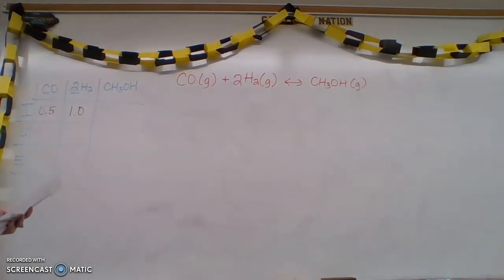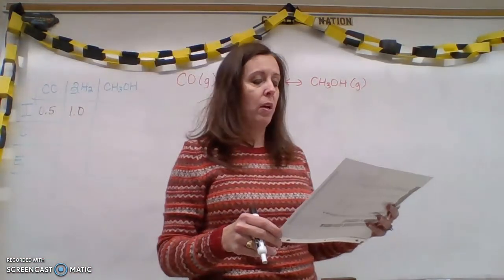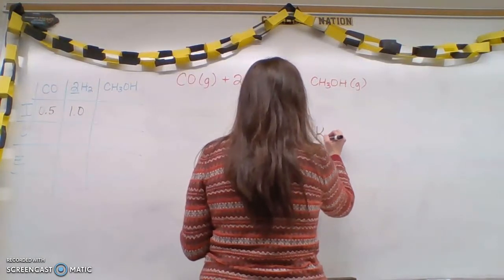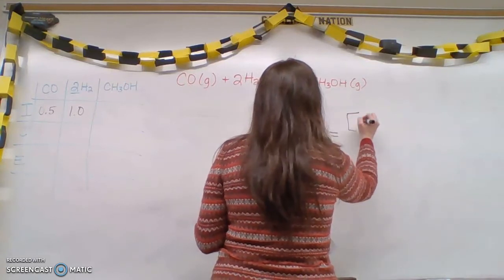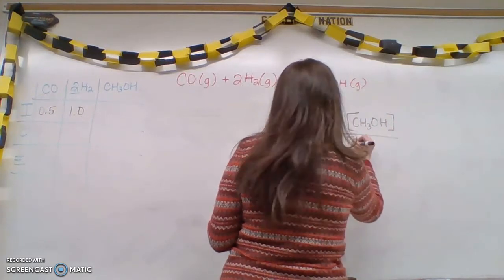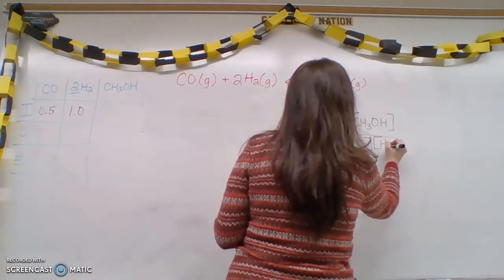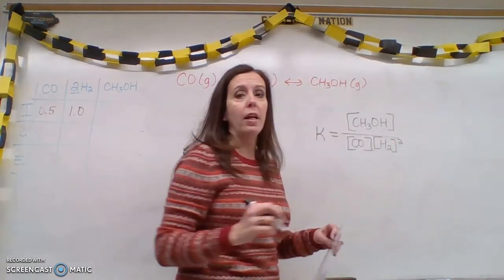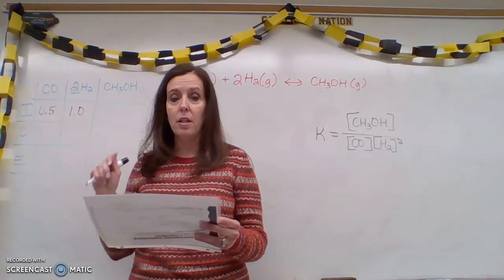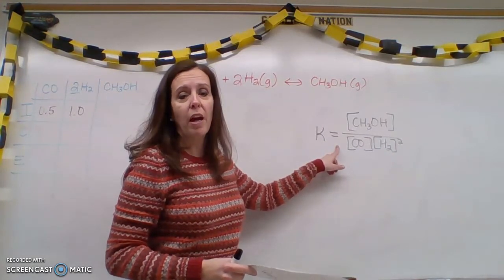And now I'm going to go ahead and figure out what the change is. It says, what is the value of the equilibrium constant? Well, the equilibrium constant is going to be K equals that over that. Products over reactants. So we're going to use this table in just a minute to determine what the value of K is.